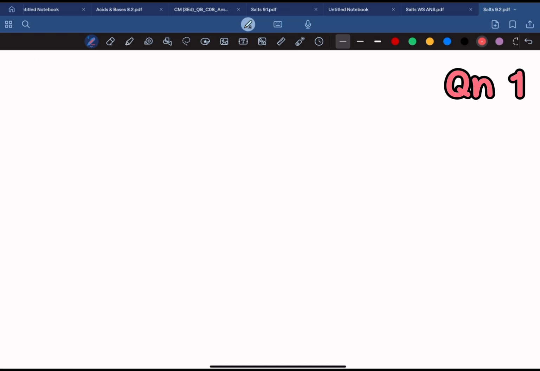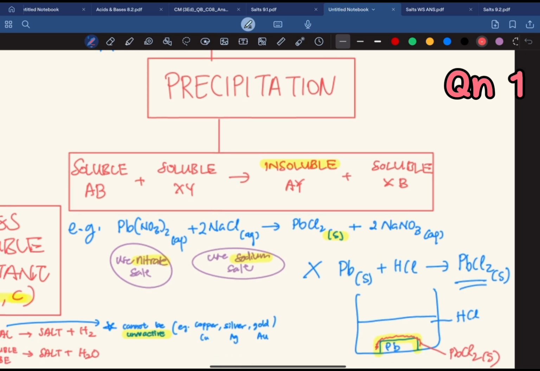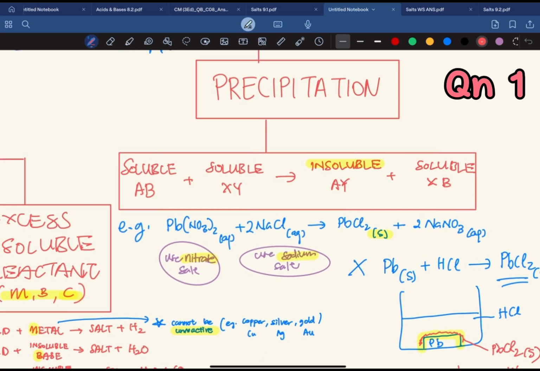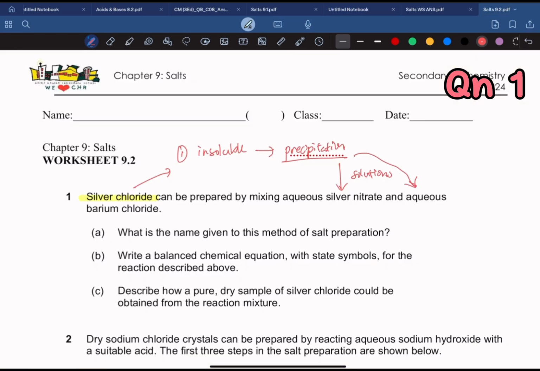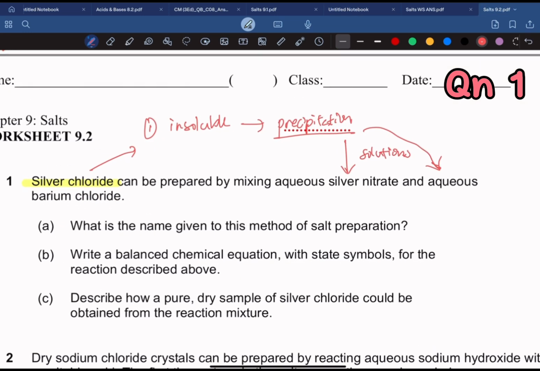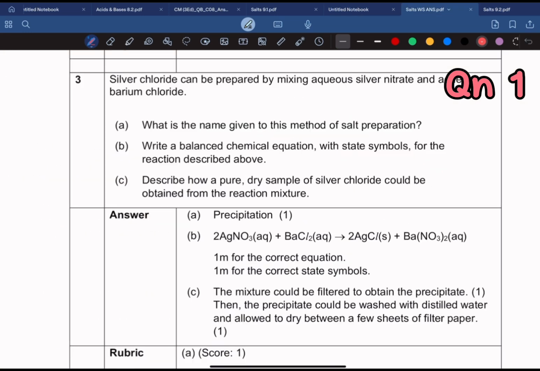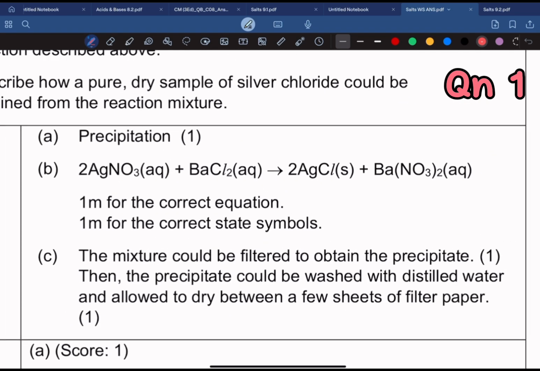Hence, for the precipitation method we are mixing this solution and this solution, right? Because remember, in the precipitation method we are looking at two solutions added together that will give you an insoluble precipitate, and that's what we're going to do here. So the name of this method is precipitation. Very clearly we know that. We move to the reaction equation. We're using two solutions here to form a solid.